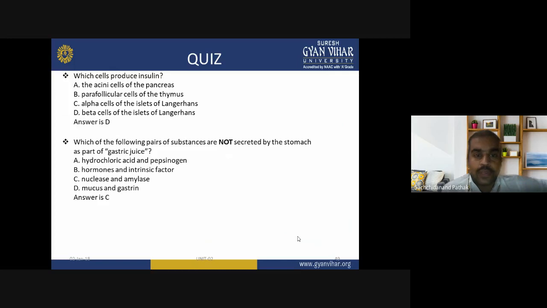Which of the following pairs of the substance are not secreted by the stomach as a part of gastric juice? Now there are some substances listed below in pairs, and which one is not secreted by stomach? कौन सा है इसमें से ऐसा है जो stomach का secrete नहीं होता as a part of the gastric juice? Hydrochloric acid and pepsinogen? No, it will secrete it. So it is incorrect. Hormones and intrinsic factor, it will also secrete it. Nuclease and amylase. So yes, nuclease and amylase both are secreted by the pancreas. So answer C is correct.